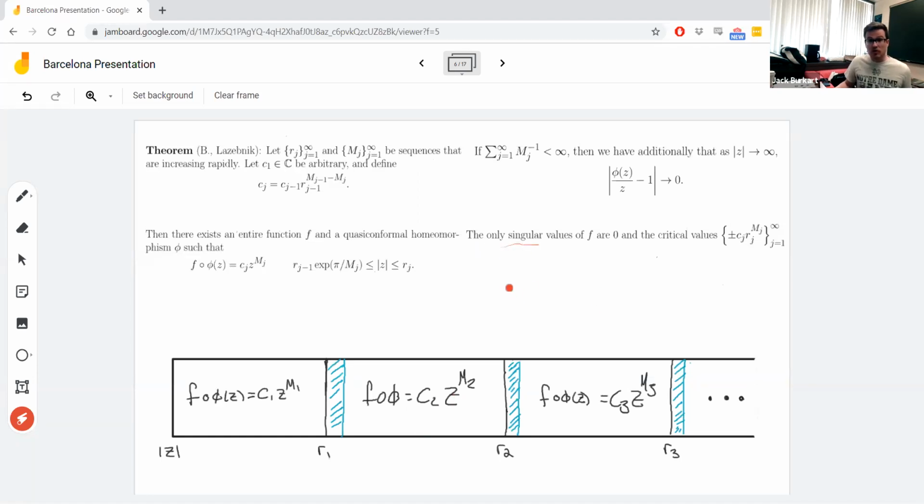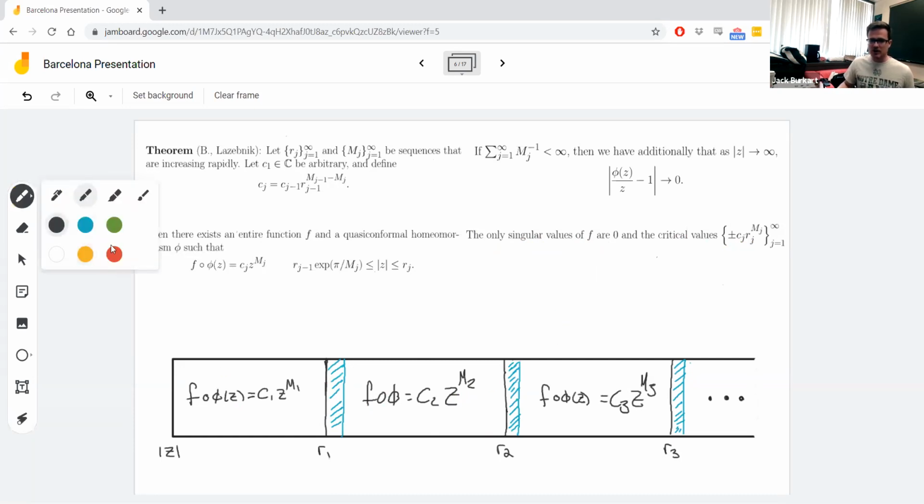And then we also have control over the singular values. Our function is going to have a multiply connected Fatou component, so it can't have any asymptotic values. And we show that the only singular values of f are 0. That just comes from the super-attracting fixed point that we glued in here. But more interesting are the critical values associated to the critical points inside of the interpolation regions.